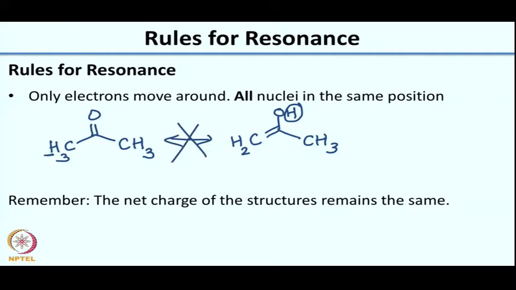Also remember that the net charge of the structures remains same, right. So, in the previous example what we had seen is the only difference was that a negative charge had moved from a carbon to an oxygen, but the net charge will remain same, which is logical because only electrons are moving. So, if you write a resonance structure for a neutral molecule, if you have a resonance structure which shows some sort of charge, then you know that you have made some mistake in drawing the Lewis structure.